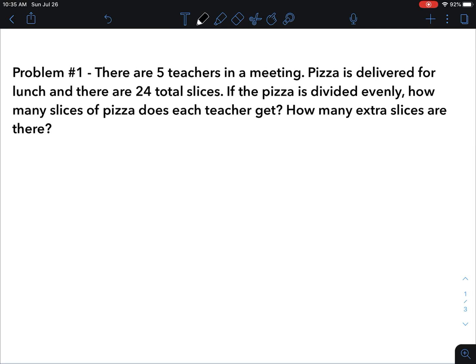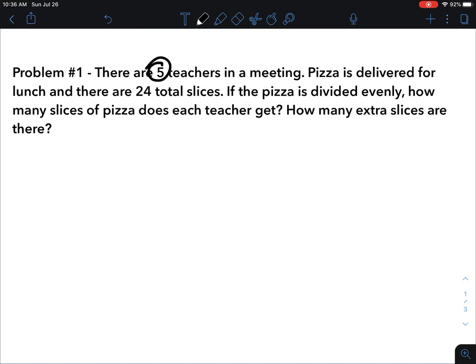So here's a problem I want you to solve. There are 5 teachers in a meeting, pizza's delivered for lunch, and there are 24 total slices. If the pizza is divided evenly, how many slices of pizza does each teacher get? And then how many extra slices are there? So I want you to figure out how many slices each teacher will get and how many extra pieces there will be.